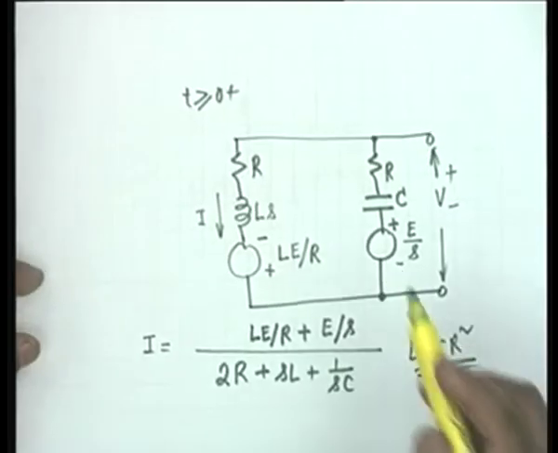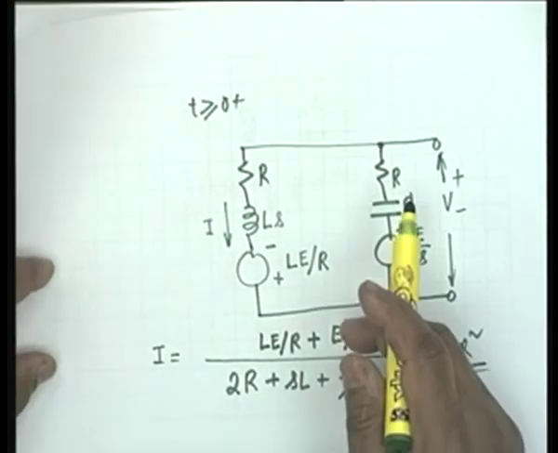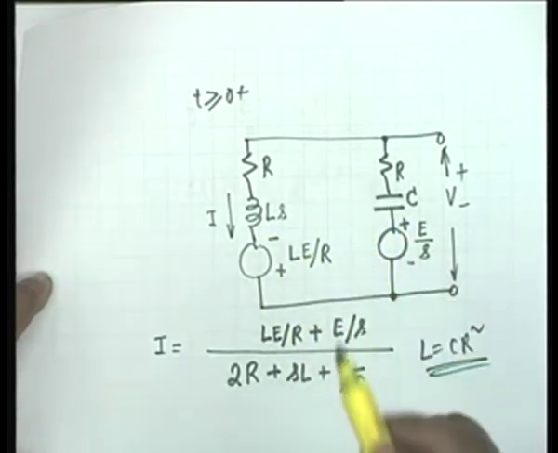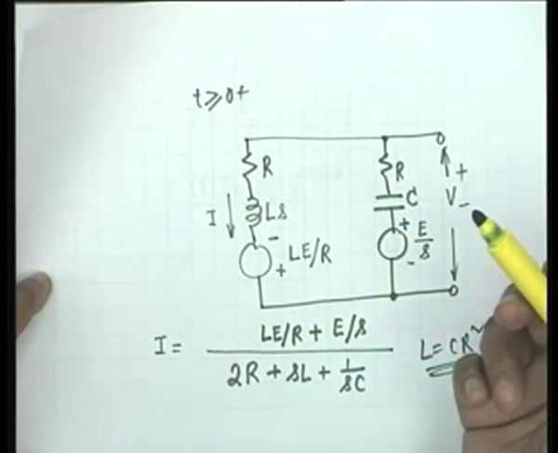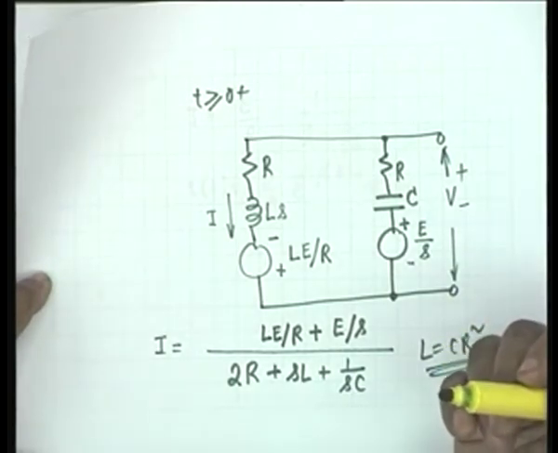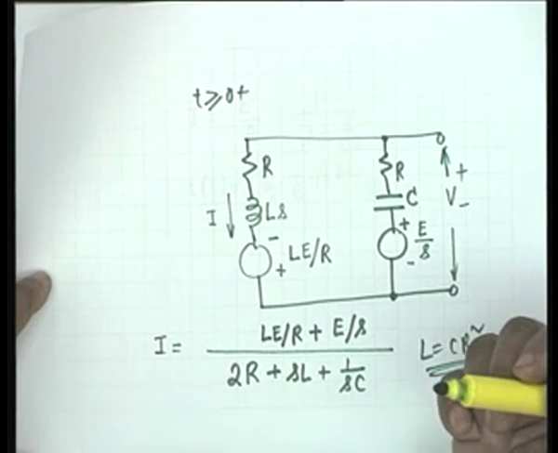The circuit is called a degenerate circuit because even with two elements, two dissimilar energy storage elements, it shows only one time constant, and therefore it is a degenerate circuit. All right.